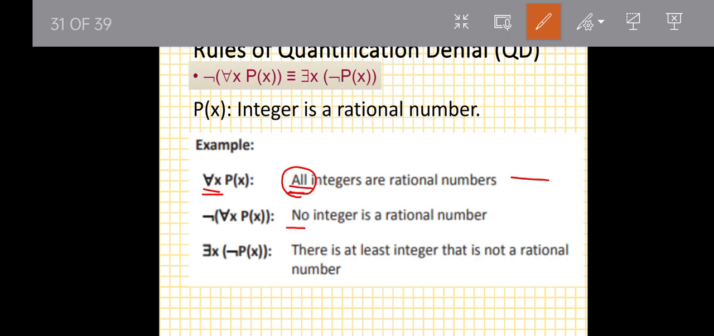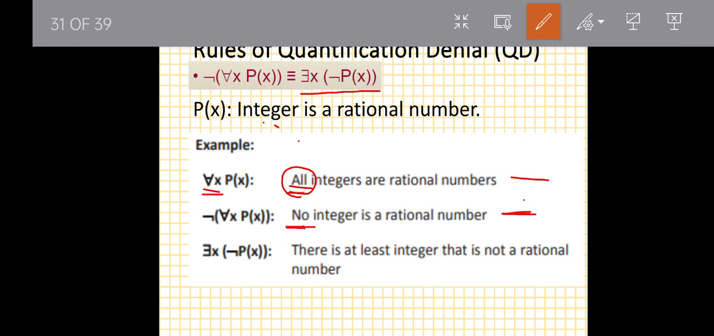Or pwede din na, like what you have learned sa previous lesson natin sa prelim, na kapag meron tayong negation, pwede tayong gumamit ng phrase na it is not the case, right? So, pwede dito na side na it is not the case that all integers are rational number. And okay lang siya na ganito din, no integer is a rational number. And bakit siya equivalent to there exists negation ng ating proposition?